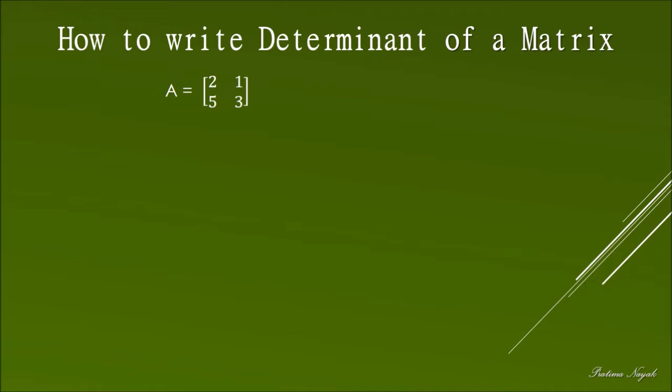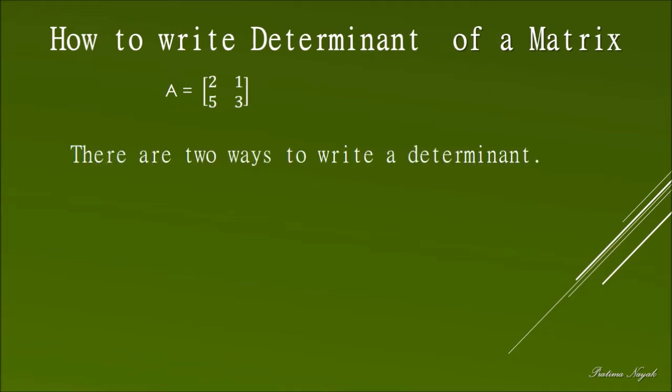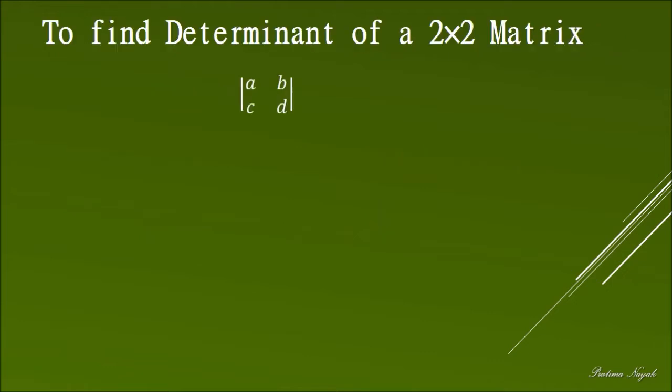Next is how to write determinant of a matrix. For example, this is a 2 by 2 matrix. How to write its determinant? There are two ways of writing determinant. One way is to write the table of elements with two vertical lines. Second is writing the matrix and before that write DET to specify the determinant.